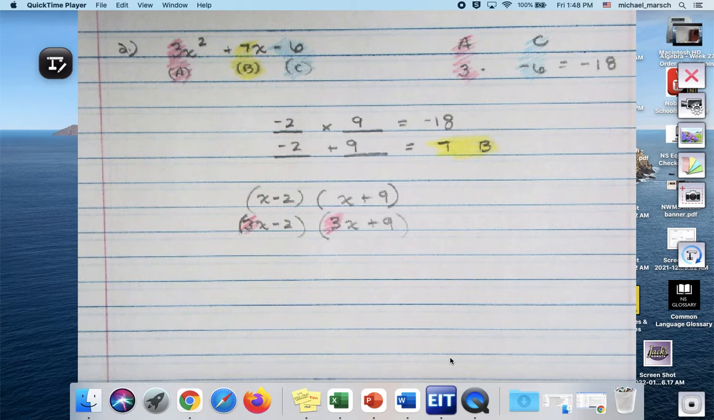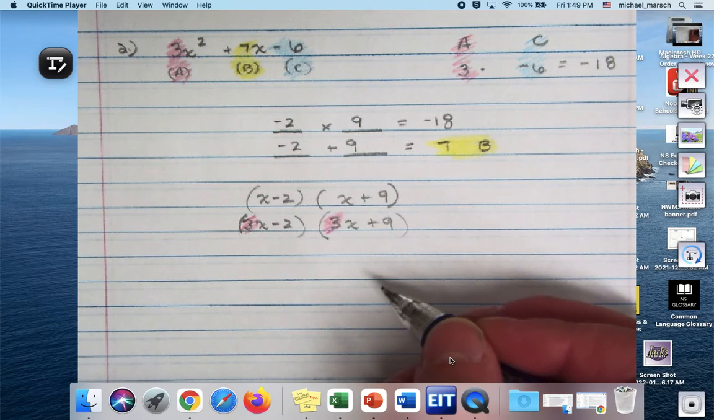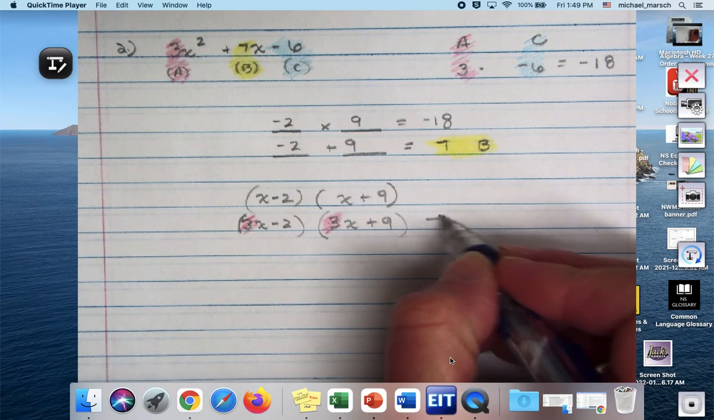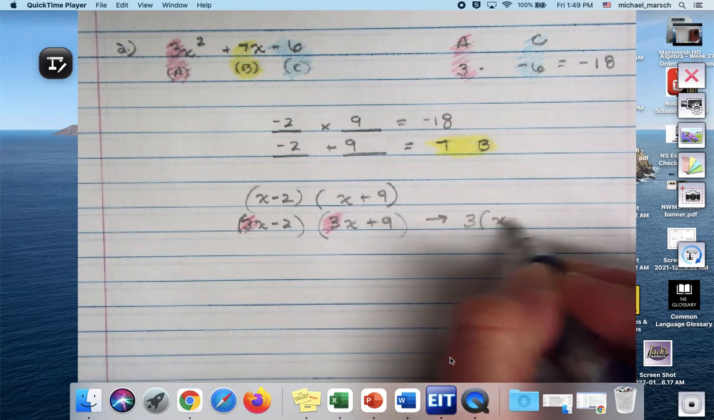Step 5. Hayden, thank you. You have to figure out which quantity has a GCF. So which one does? 3x plus 9. Yep. So this is going to turn into 3 times the quantity x plus 3.